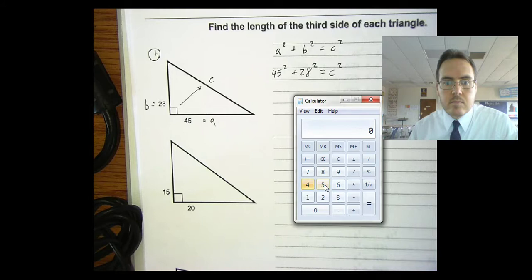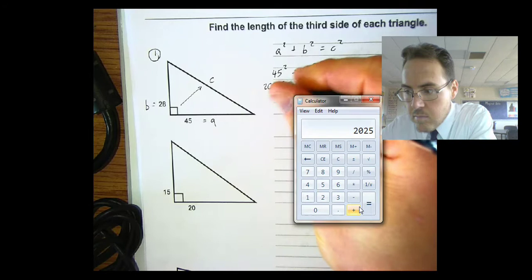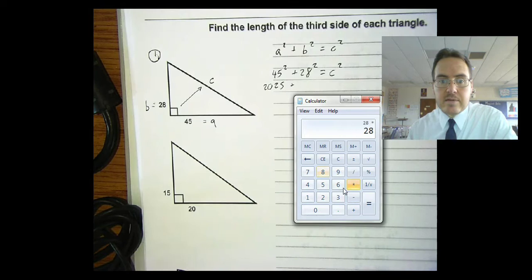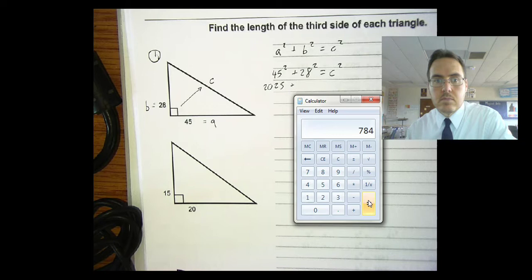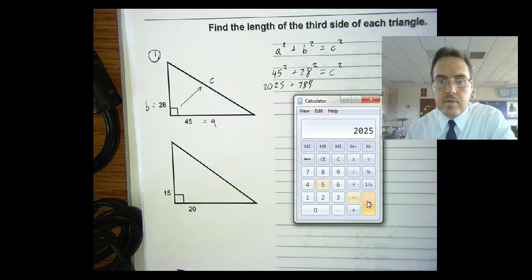And by the way, that is what this means. 45 to the second power means 1 times 45 times 45. So that's 2025. Plus, and then again, I don't know what 28 times 28 times 1 is, so. Okay. So 784. And just because I'm like that, I gotta double check. So 45 times 45 is definitely that, and then 28 times 28. Okay, check.